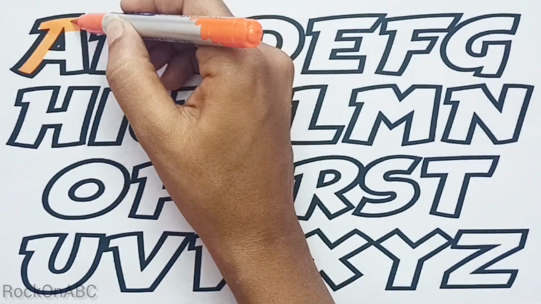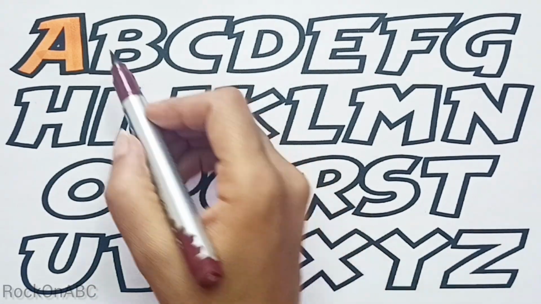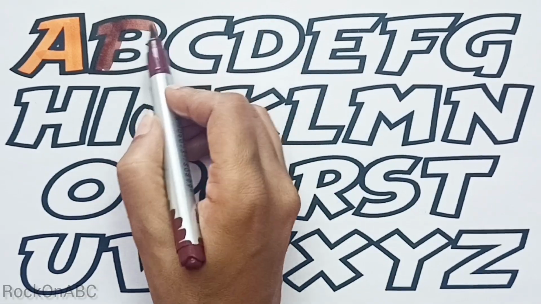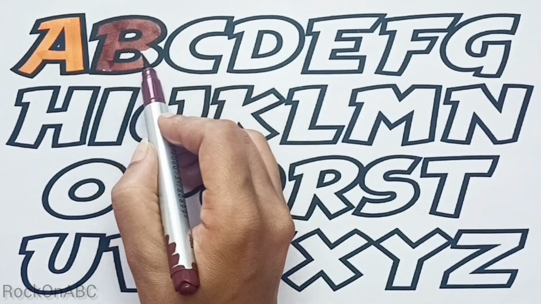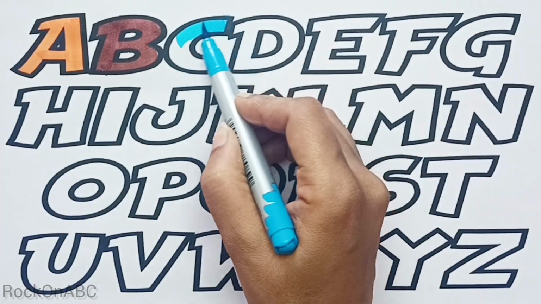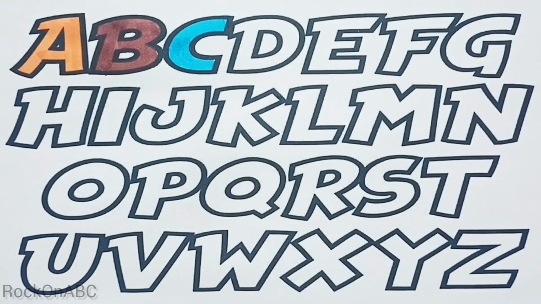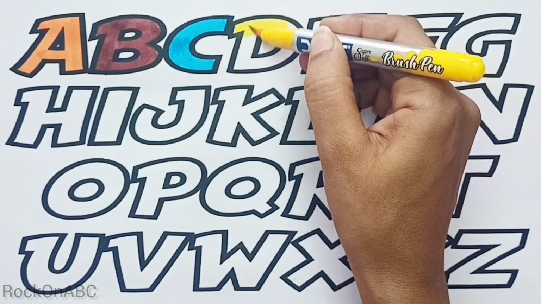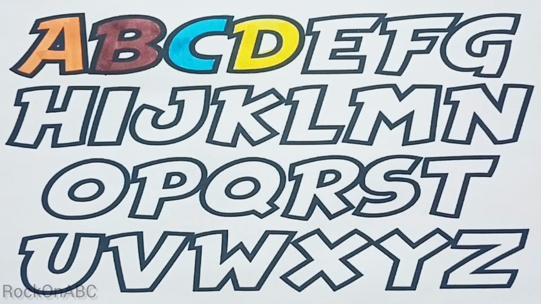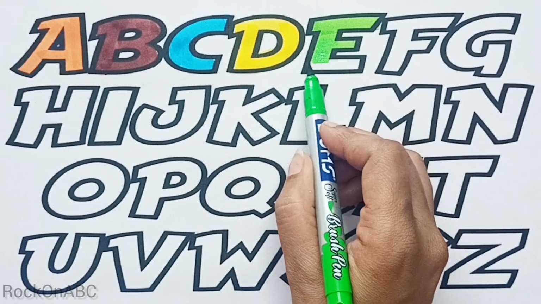A for arrow. B for banana. C for cupboard. D for dolphin. E for egg.